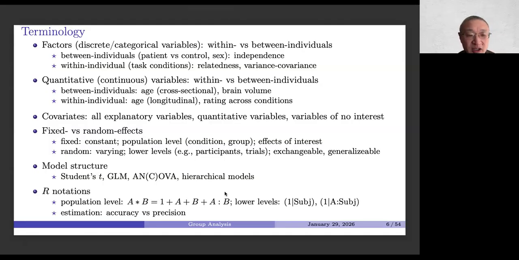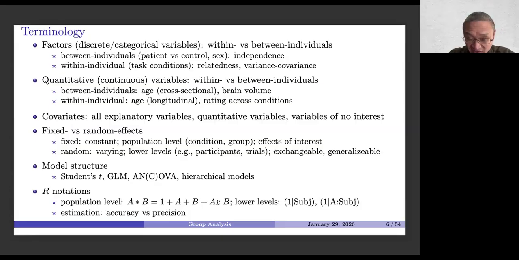Then I want to mention a little bit about the R notation, because in AFNI we use some of the group level programs where we need to specify the model structure. For the model structure, we use the R notation. If we have two variables, for example A and B, most of the time factors but occasionally quantitative variables, then A star B expands into four terms: the intercept, the main effect of A, the main effect of B, plus the interaction between the two. The interaction is expressed as a colon between the two variables.